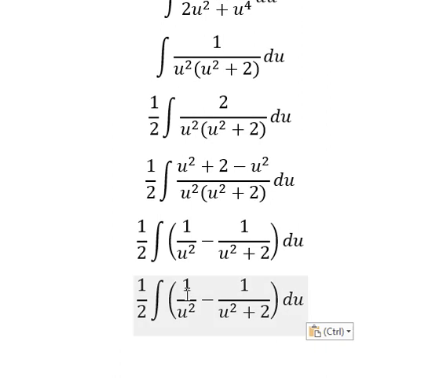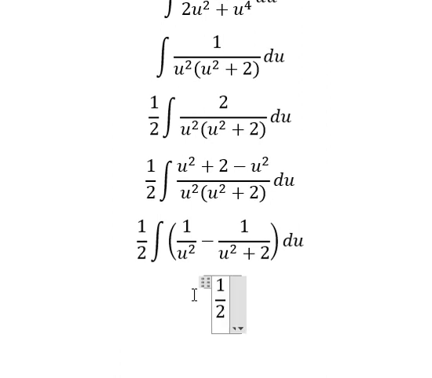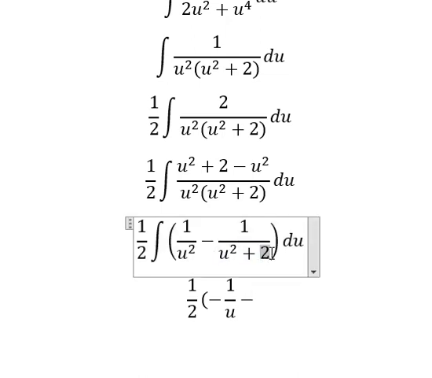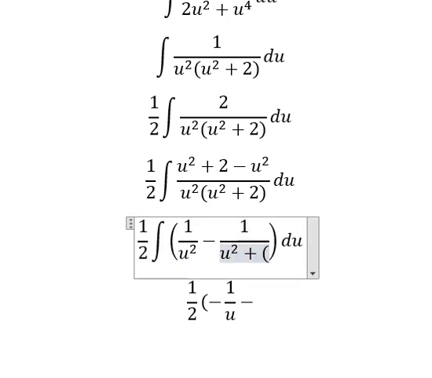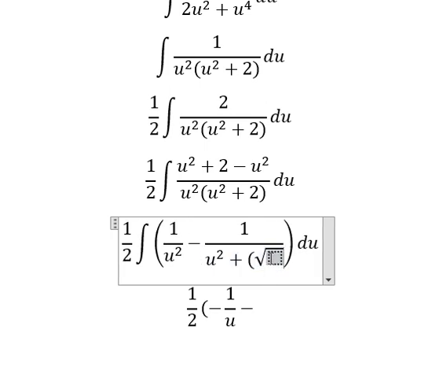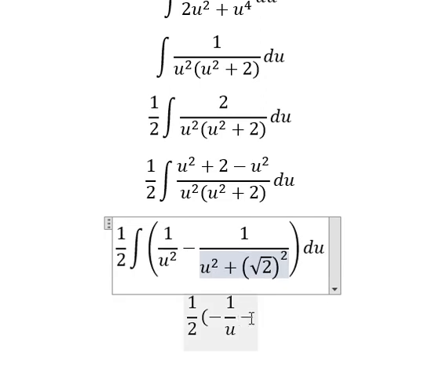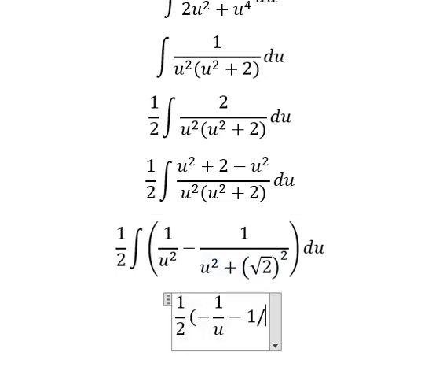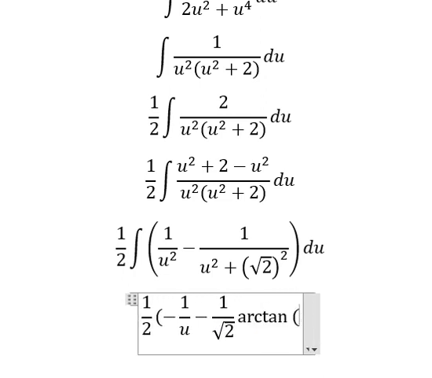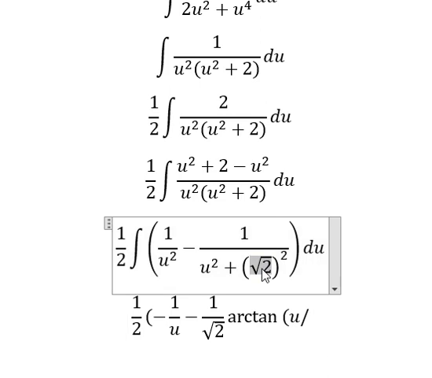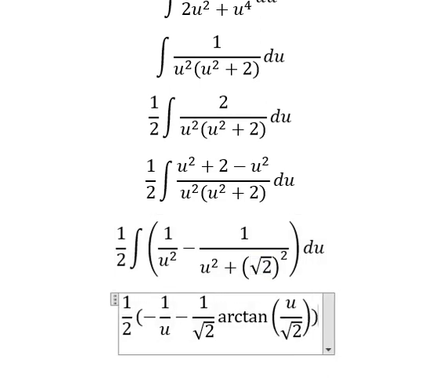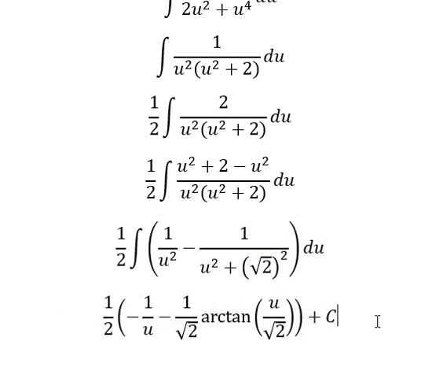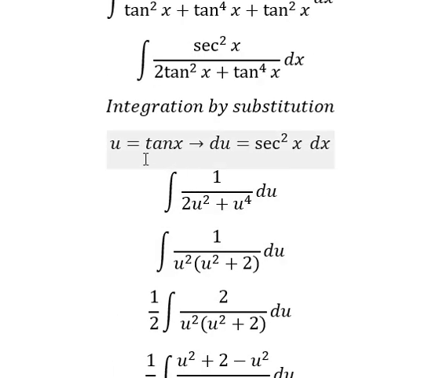So the integration of this one that is about negative 1 over u. The integration of this one, we know that number 2 that is the square root of number 2 to the power of 2. So this one we have 1 over the square root of number 2 tan of u over the square root of number 2. About u, that is about tan x.